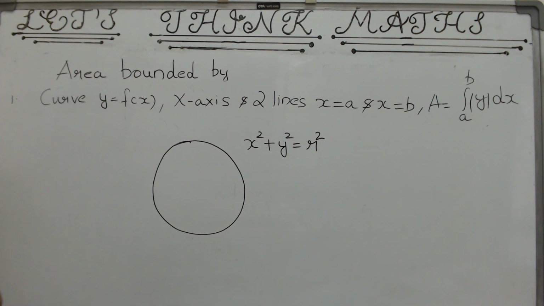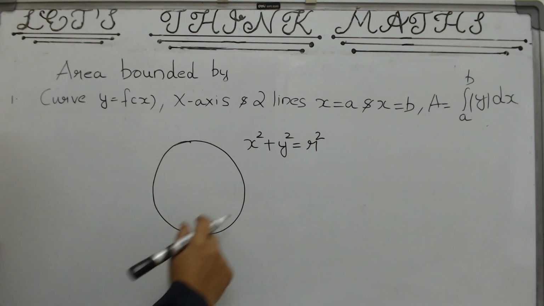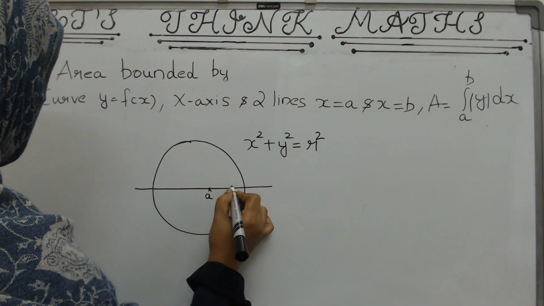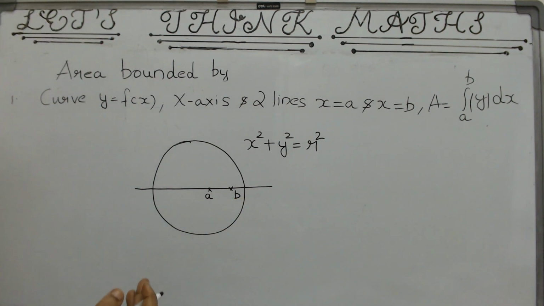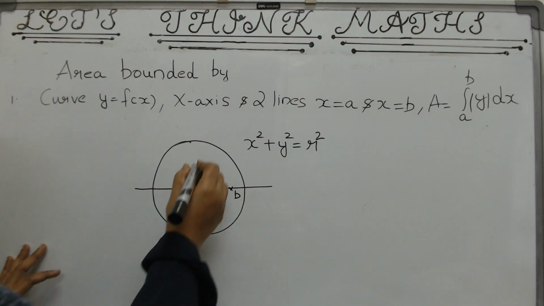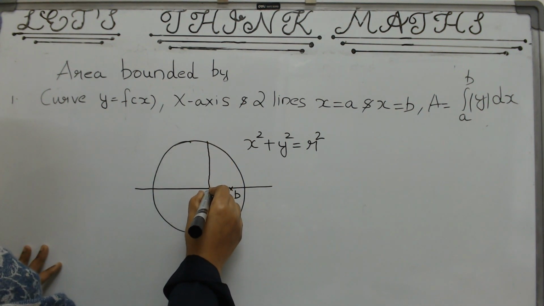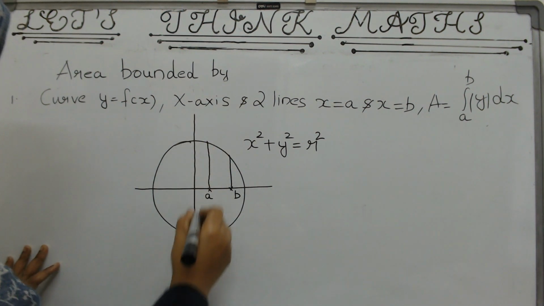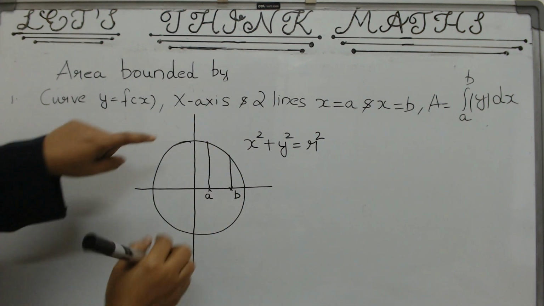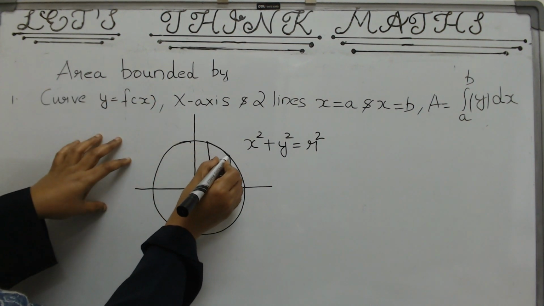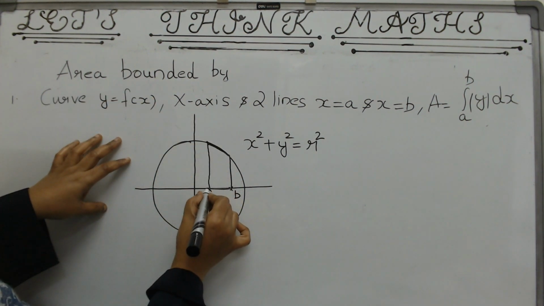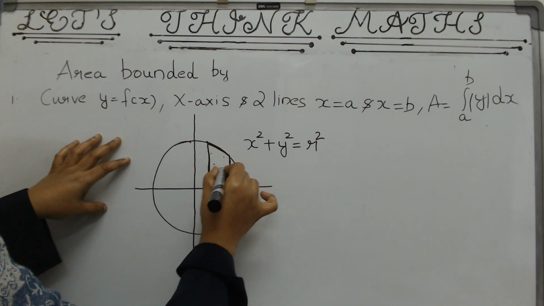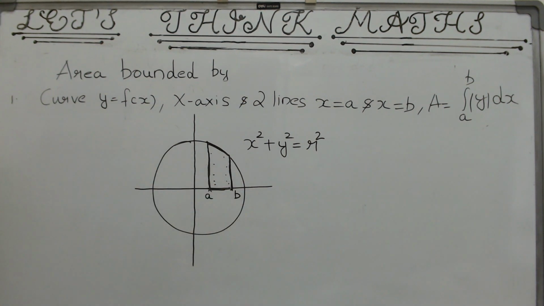So what are we going to find? The area bounded by the curve, the x-axis, and two lines, x is equal to a and x is equal to b, or in other words, the ordinates. What are the ordinates? They are the lines passing through the x-axis and parallel to the y-axis. So I will draw the y-axis also. So what is the area we are talking about? The area bounded by the curve, the x-axis, and these two lines, or in other words, this area.